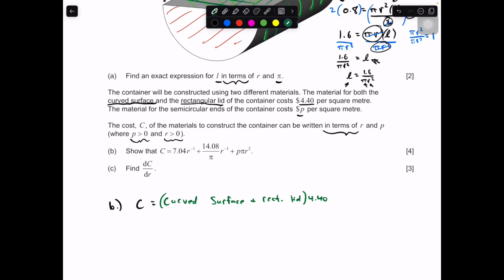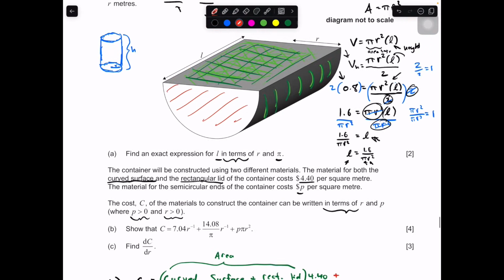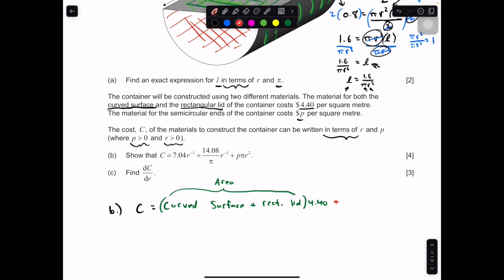So if we know the area of this, we can multiply it by 440. And it's also going to be equal to, and we've got a half semicircle right here, and these are our, let's just call it semicircular ends. I'm going to write S circular ends, and if we find the area of that, then we can multiply it by P, and that should give us our cost. Okay, so let's go ahead and work this out.